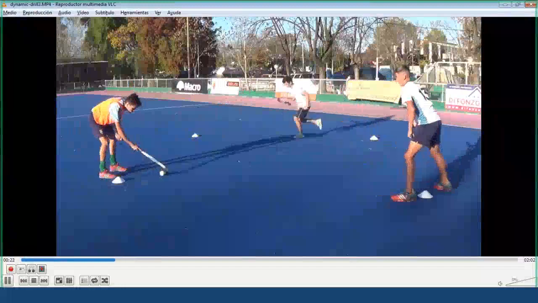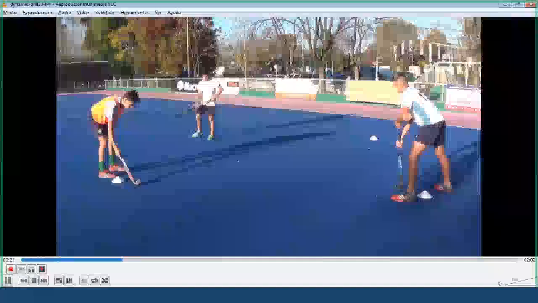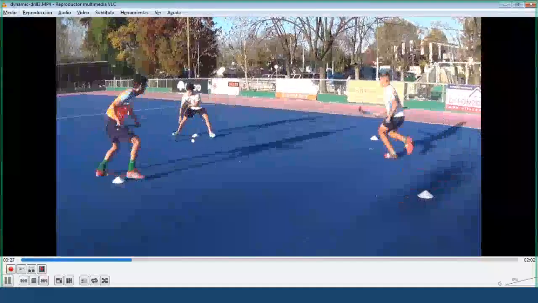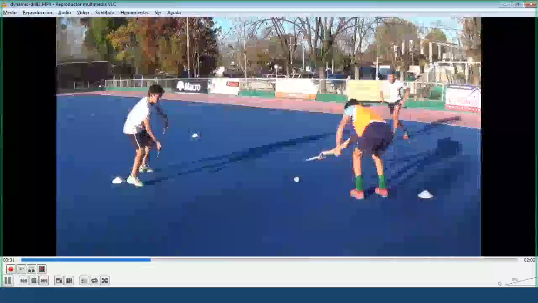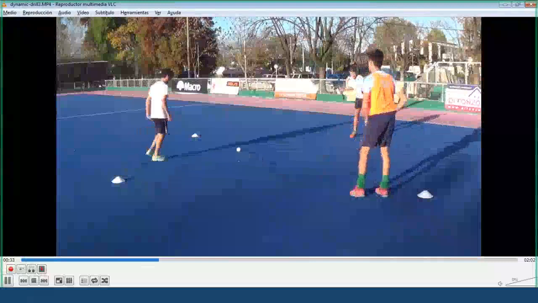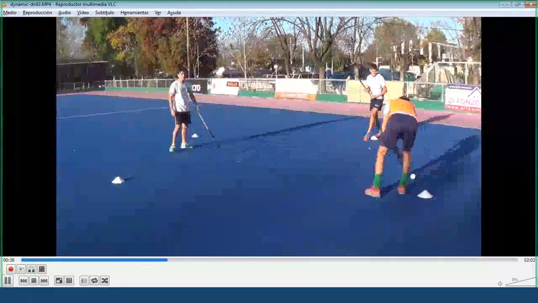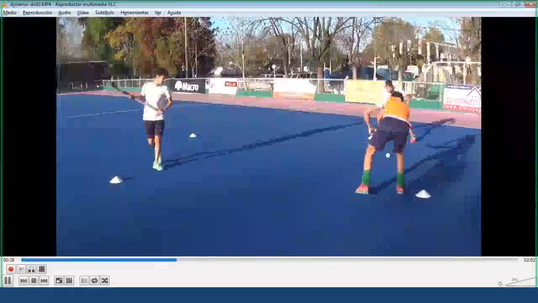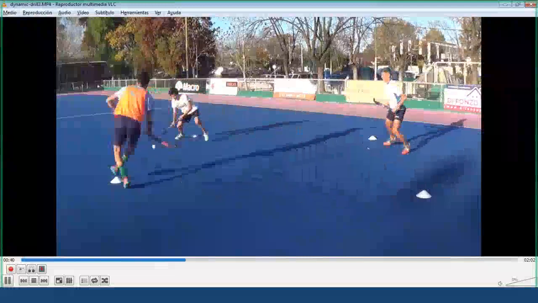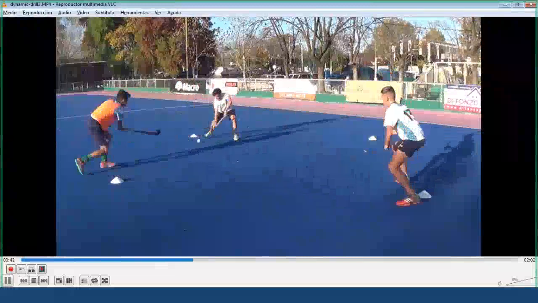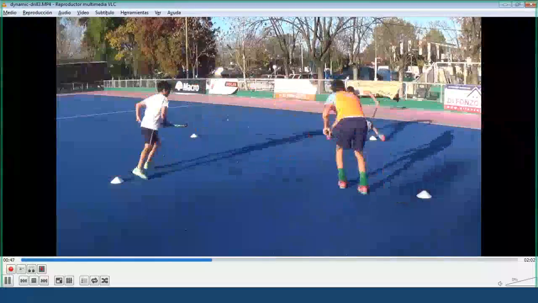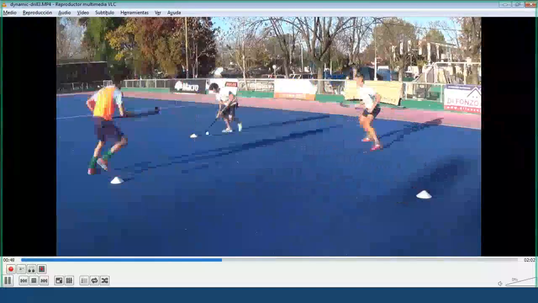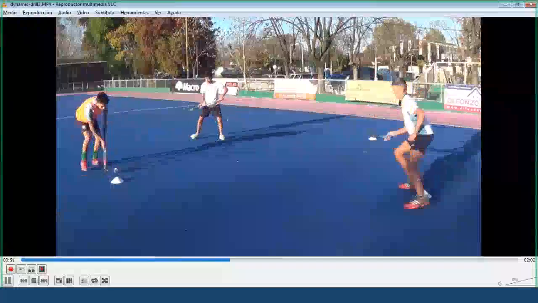So I could have easily put them in pairs, just passing the ball back and forth, and after 2 minutes, they would probably get bored because they would have been stationary just passing the ball back and forth, which is something that we do a lot when we start the training session. We tell them, okay, pair up, warm up, pass the ball around. And they start passing the ball, and they talk, and they do this, they do that. And we wasted 5 minutes of a training session in something that is not a warm up because they were just passing the ball and talking to each other.